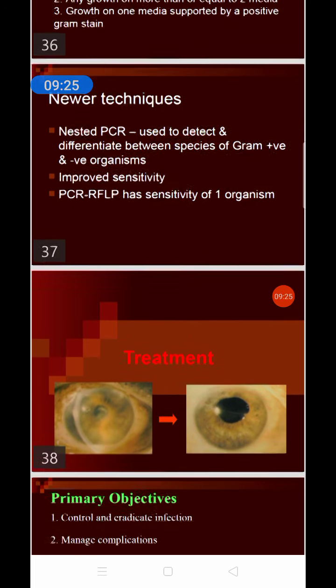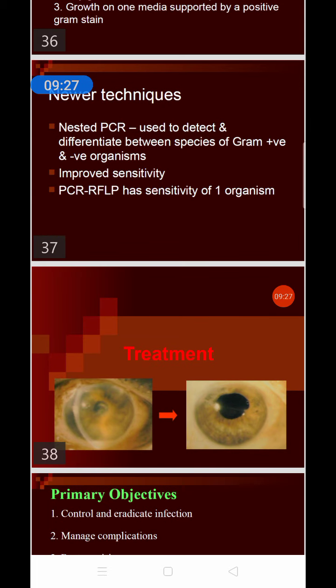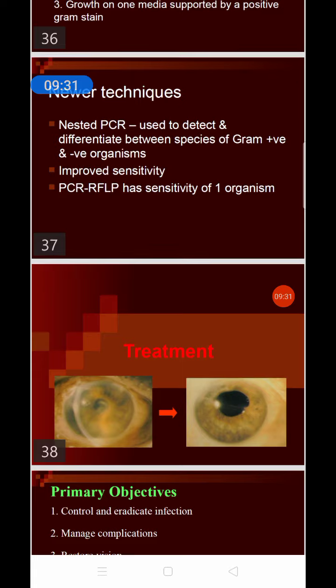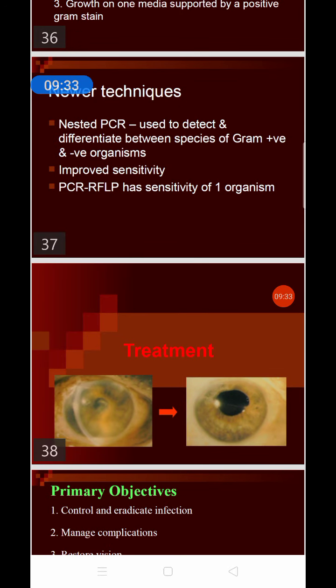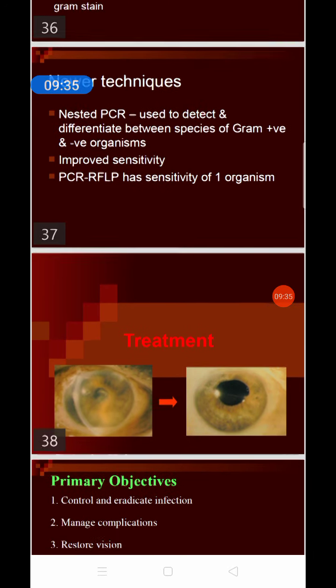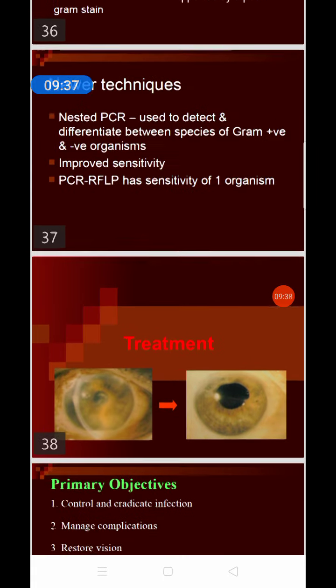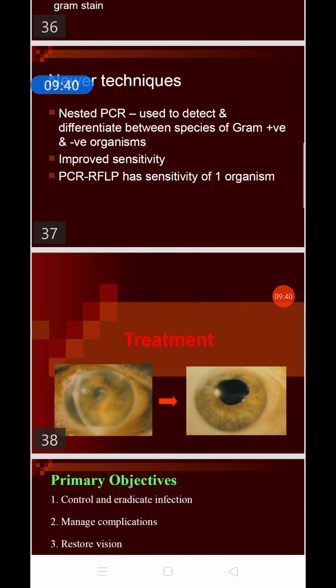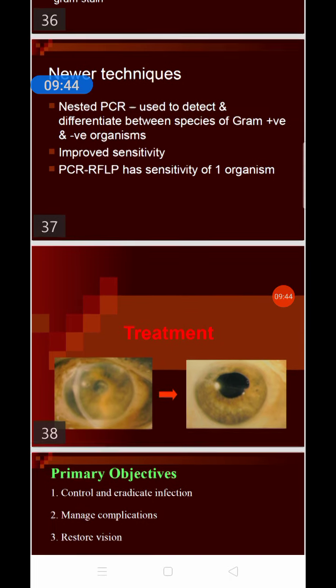And you all know COVID-19 is going on. This machine has a very important role in diagnosing the coronavirus with this PCR-RFLP. Now we are using this.